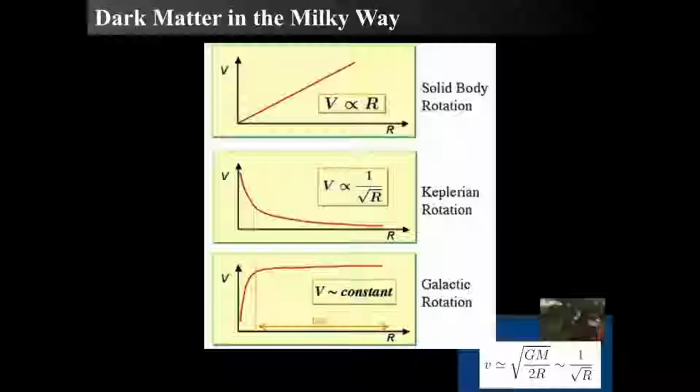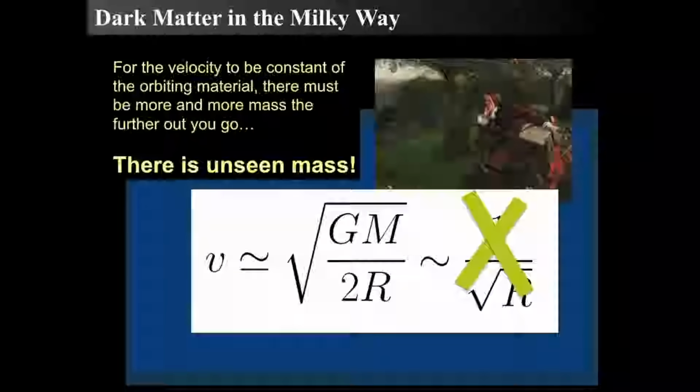However, we should expect that once you're outside it, you should have Keplerian rotation, meaning you have all the mass interior to it, so it should drop off as the inverse of the radius squared. But what's actually observed is the galactic rotation at the bottom, where the speed is roughly constant. So there is unseen mass. And what do we mean by unseen mass?